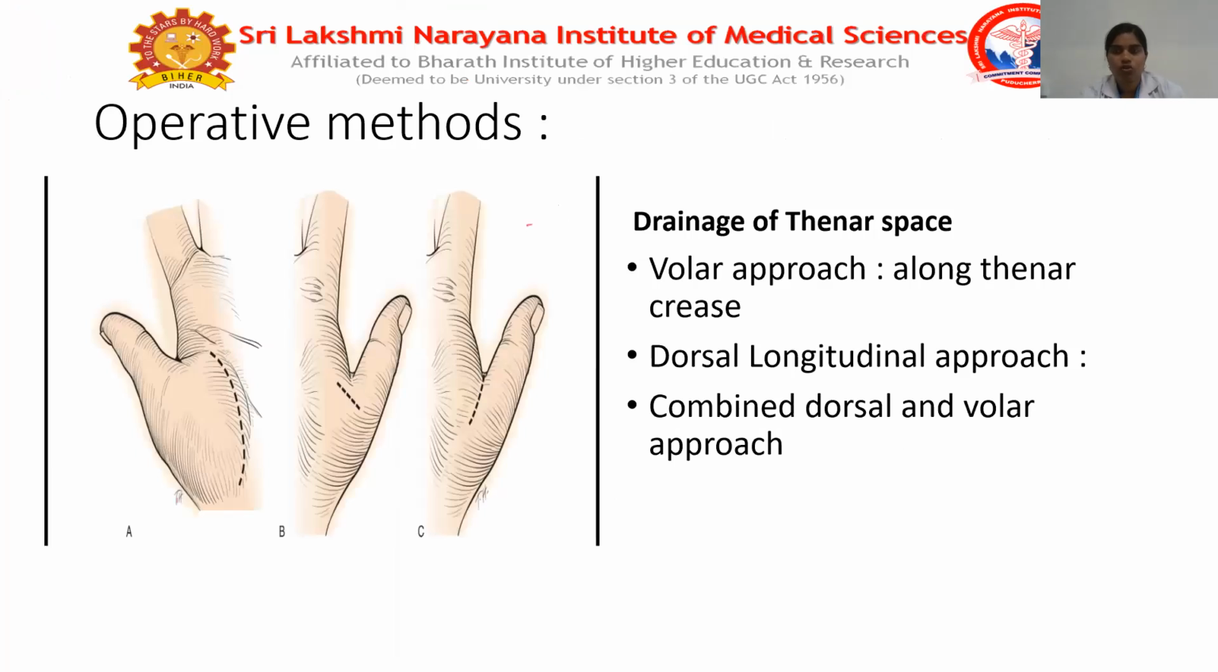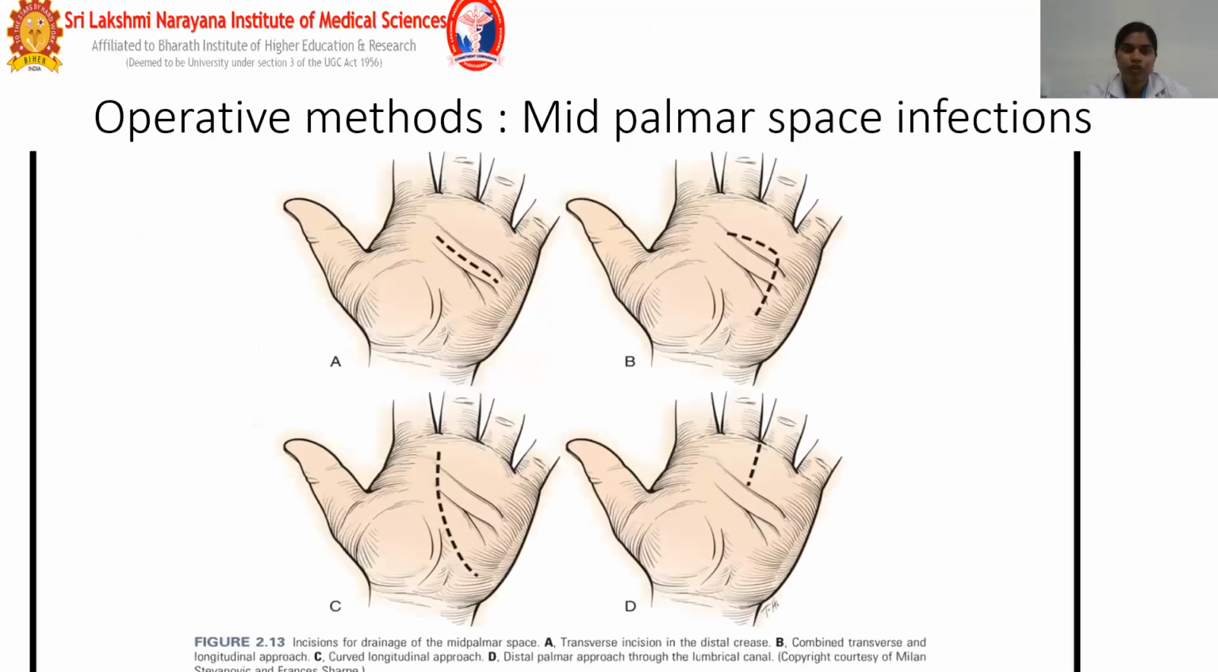There is no role for non-surgical management. Incision and drainage is the management. So, drainage of the thenar space can be a volar approach, a dorsal longitudinal approach, or a combined dorsal and volar approach. Figure A shows the volar approach along the thenar crease and B shows the dorsal approach. Dorsal approach usually will lead to inadequate decompression. So usually a combined dorsal and volar approach is used.